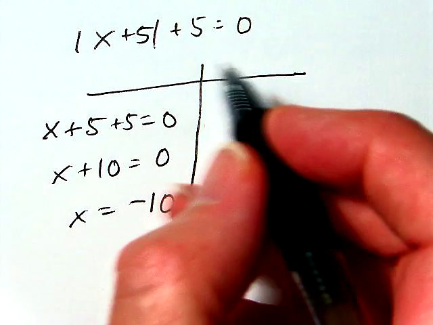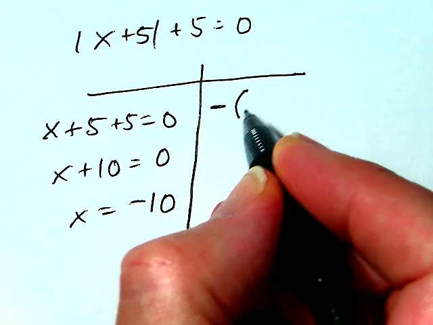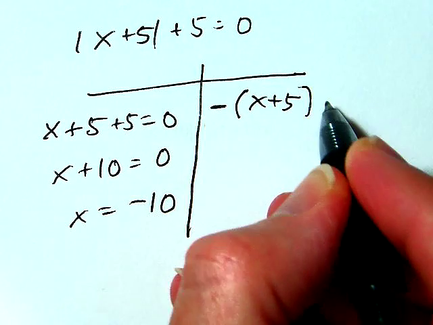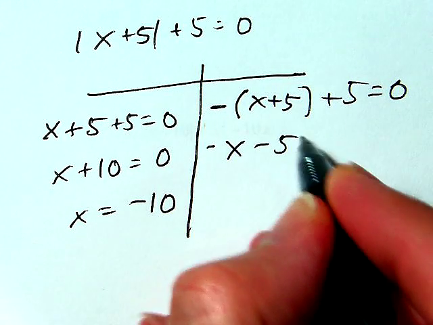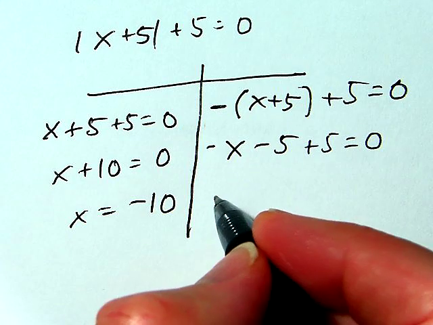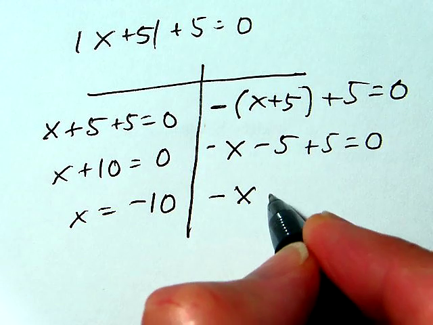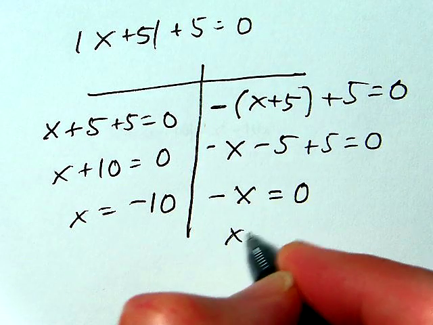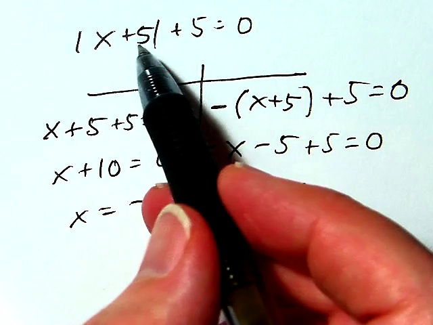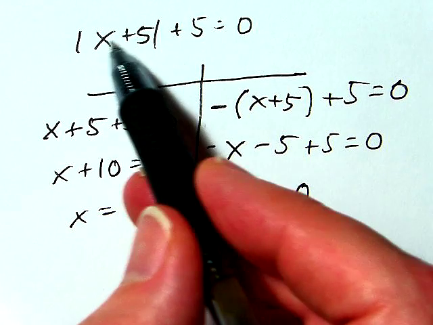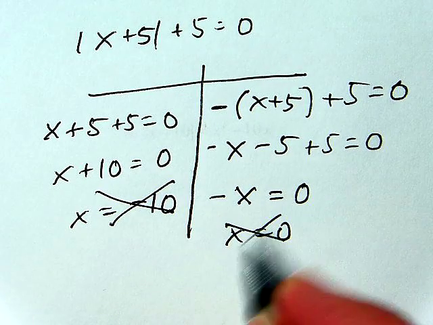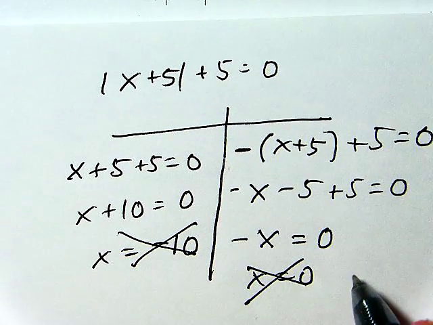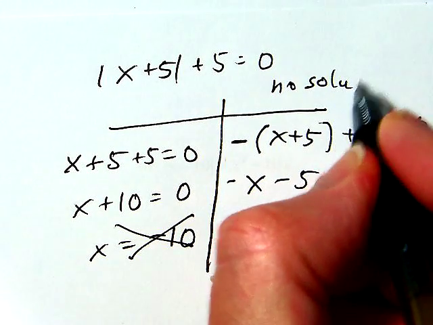Just to complete that thought, let's go ahead and try it. Let's make negative x plus 5 equal to 0. Distributing the negative sign, that would give us negative x minus 5 plus 5 equal to 0. That would give us negative x equals 0, or x equals 0. Nope, doesn't work, because 0 plus 5 is 5, absolute value of 5 is 5, plus 5 is 10. So neither of these candidate solutions work, and in fact, in this case, there is no solution, for the reasons we already discussed. Let's go back to number 3.